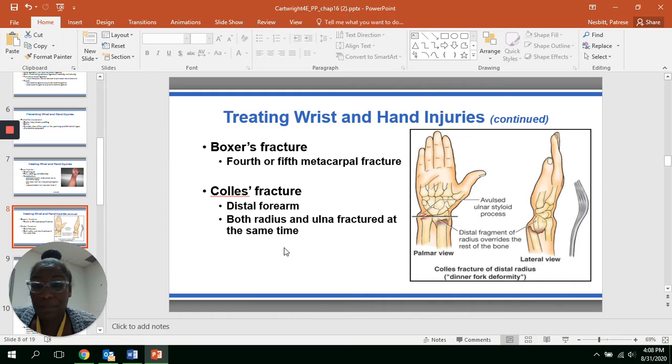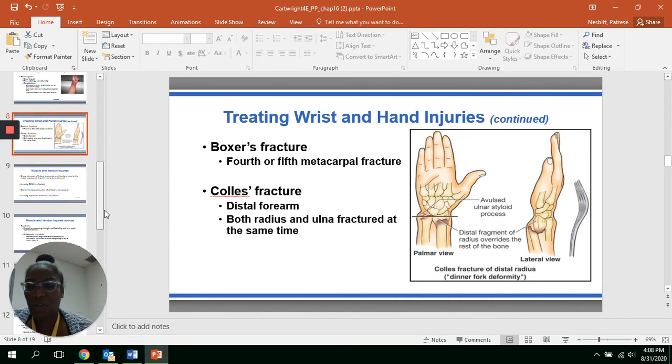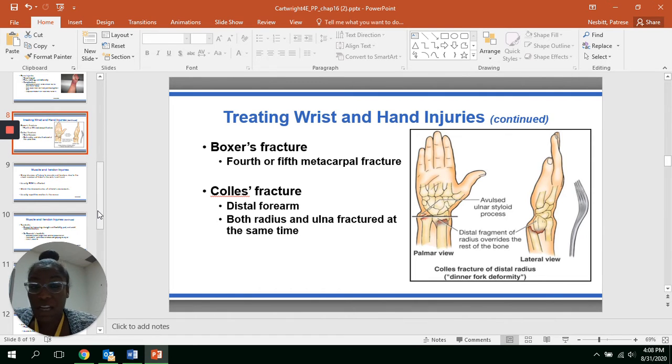So let's see, we're not going into Colles' fracture so much, but because of the location of the injury, it's all about being mindful of wearing protective gear around the wrist, especially with Colles' fracture, considering that it involves both the ulna and the radius at the same time. How to remember the difference between your ulna and your radius: your ulna is your pinky side and your radius is your thumb side.